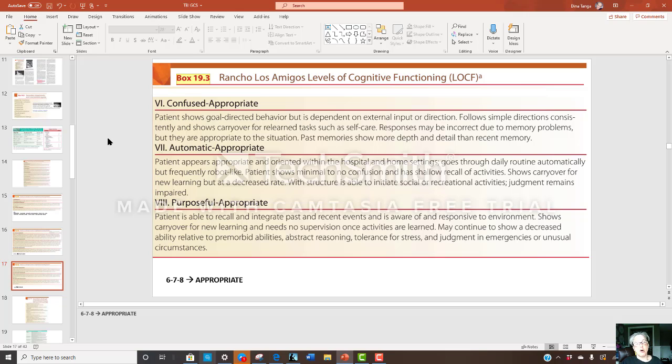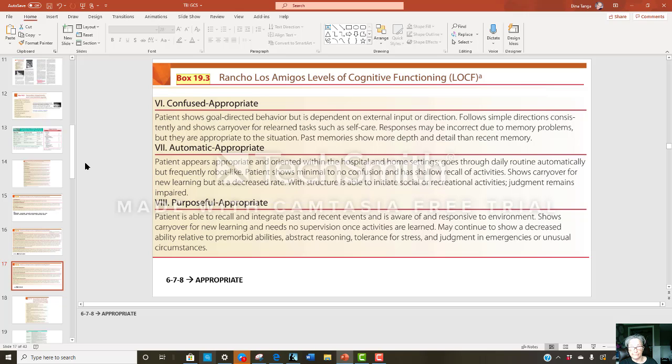Patient shows goal-directed behavior. So goal-directed, I know I want to get up and go eat lunch, but I'm dependent on the external input or direction. We already went over this part. Confused and appropriate. Appropriate, it's time to go eat. I want to go eat. Confused, I don't know how to get there. Right? Or I don't know how to do that. Confused and appropriate. Now I'm moving to static.